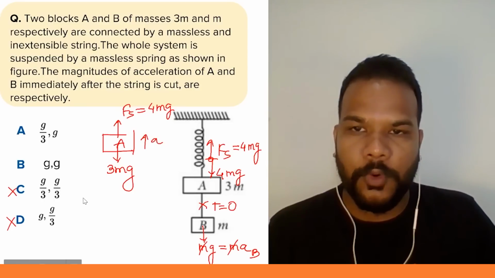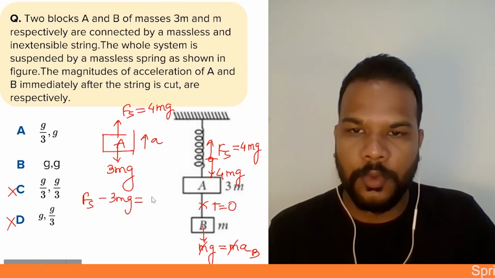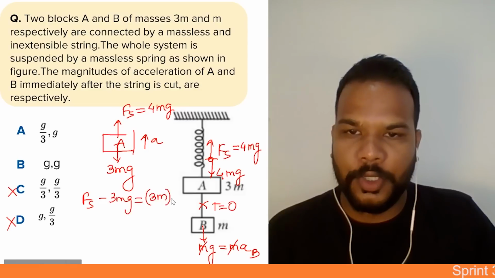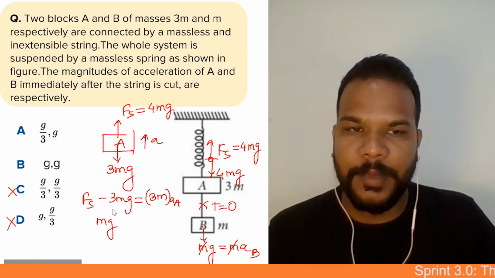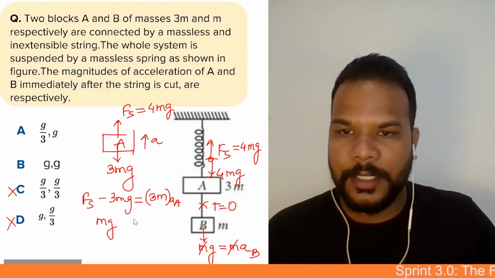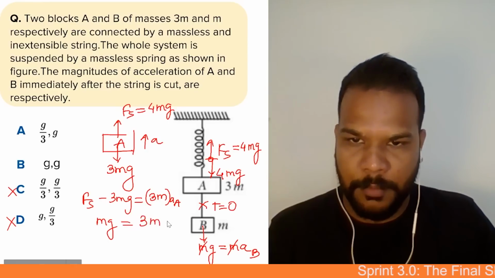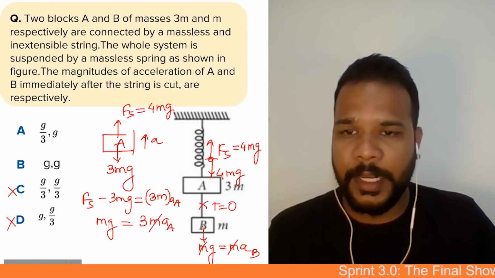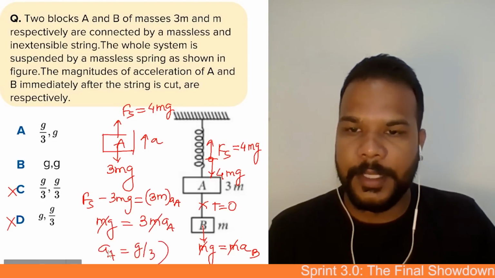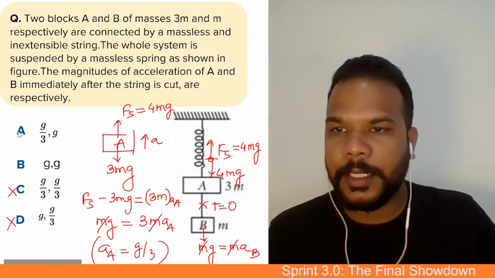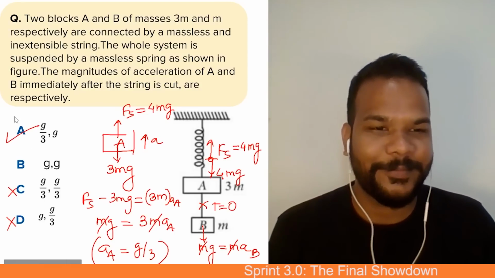So total force upward is Fs minus 3 mg will be equal to mass into acceleration of A. So this is 4 mg minus 3 mg, so that will be mg, and that is why this value is equated to mg equal to 3m. Acceleration of A, m gets cancelled, acceleration of A comes out to be g by 3. That means the correct answer is awesome corona. Yes.